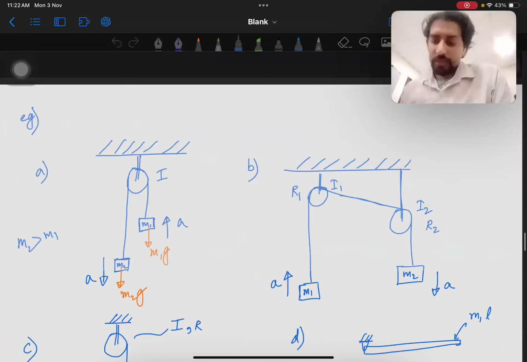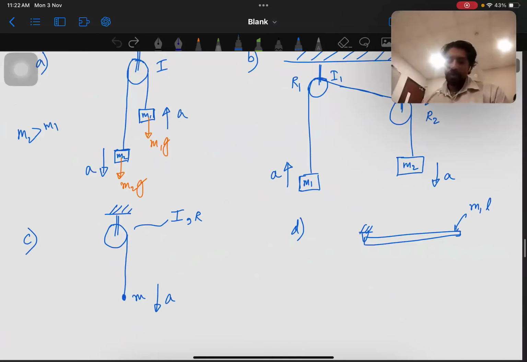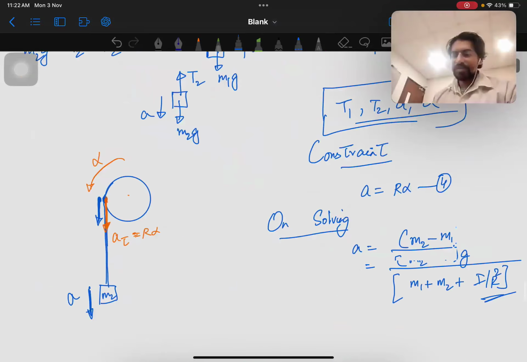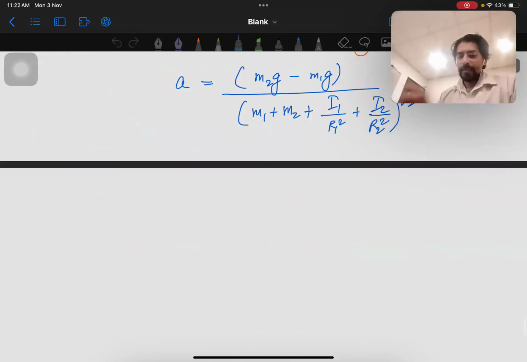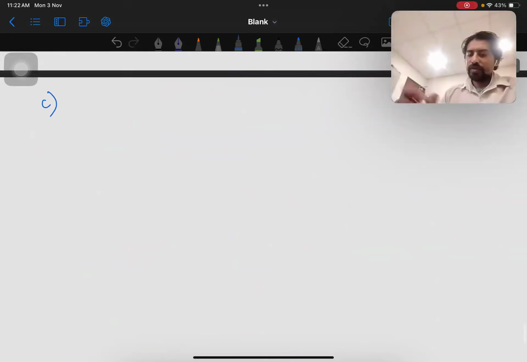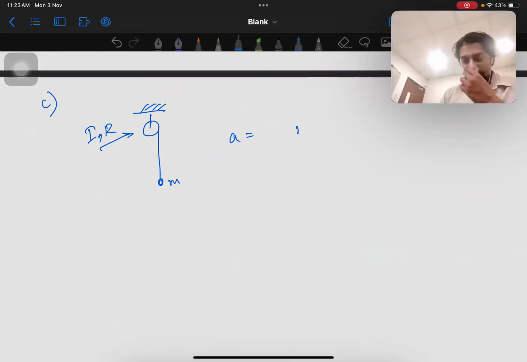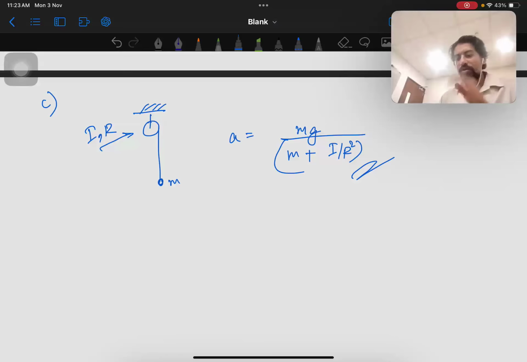What is the next problem? Let's go. This is done. What about the C case? C case, in the same way you can do. So over here you have this pulley, and this is the mass of M. Moment of inertia is I. Radius is R. Directly you can write the acceleration: net pulling force divided by the total equivalent mass. That's all. Newton's law you can write.